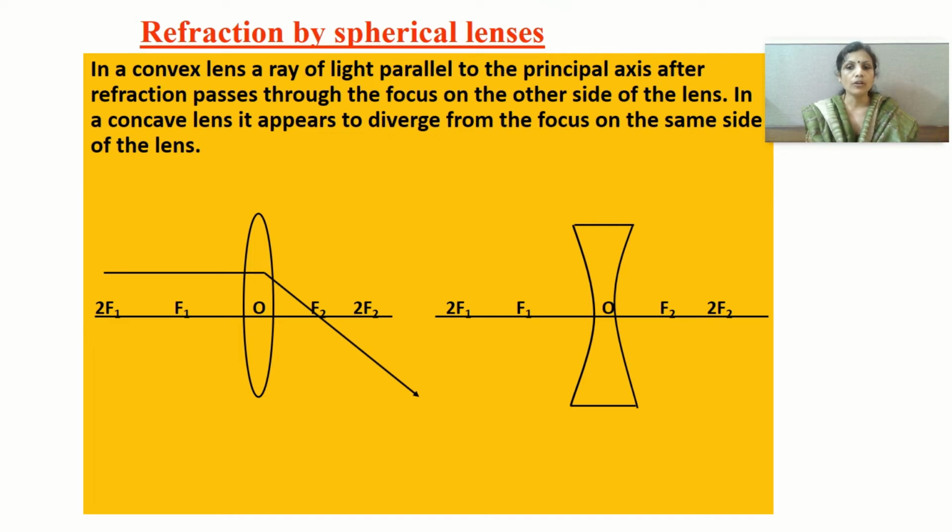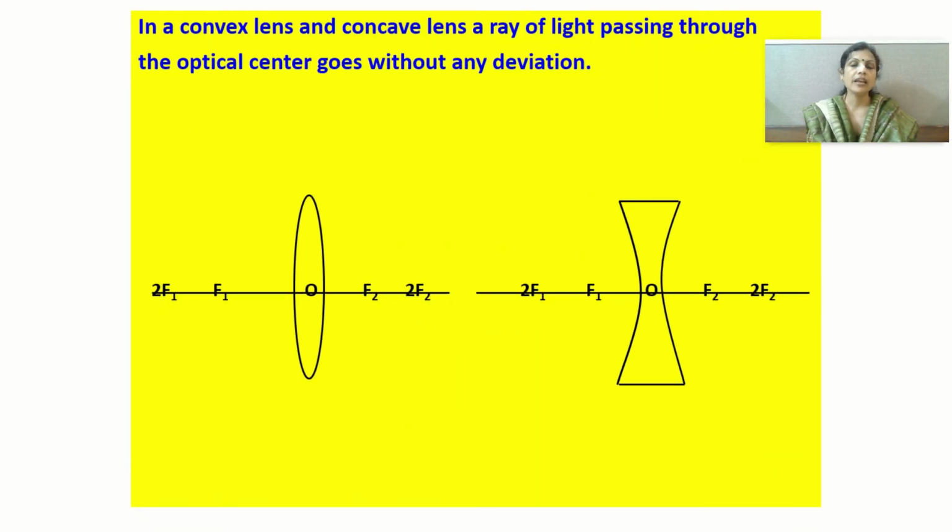Now in case of concave lens, when the ray of light is parallel to principal axis, after refraction it diverges and it appears as if it is emerging from focus F1. So this will be the first rule we will follow to draw the ray diagram for the spherical lenses. Second ray we can use is the ray of light which passes through optical center, and after refraction it goes undeviated, and the same case in concave lens also.